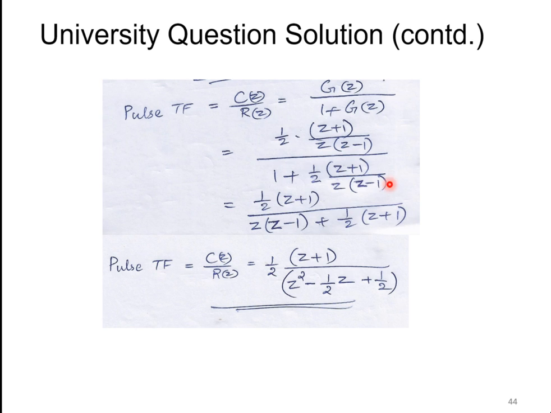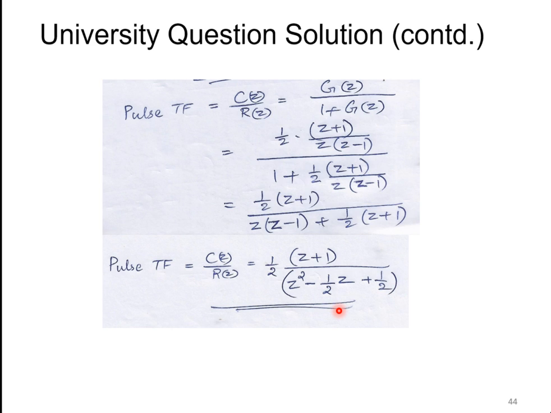This half into (z plus 1) will go. So the 1 by 2 I am taking out, and (z plus 1) by, you expand this, that is z square minus z, plus this also you expand, half z plus half. So minus z plus half z will be minus half z. So the denominator comes as z square minus half z plus 1 by 2.